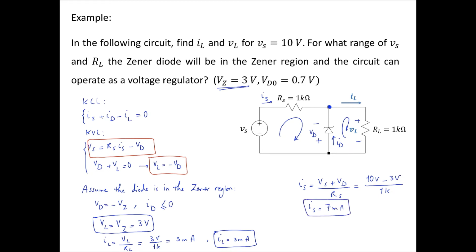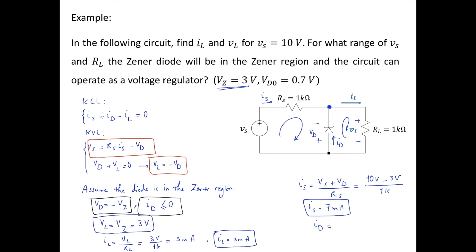Now I only need to find ID and check it with my assumption, because I assumed that the diode operates in the Zener region. As a result, I had one inequality: ID is less than or equal to 0. After finding ID, I need to check it with this inequality and make sure that it holds. Otherwise, my assumption was incorrect.